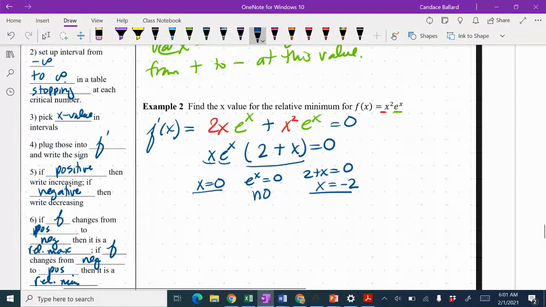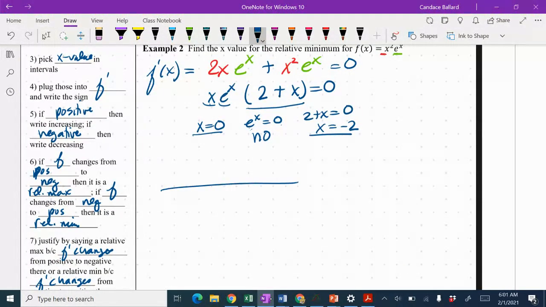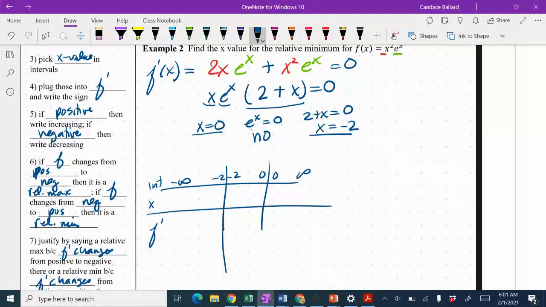So I'm going to use these in my sign chart. I guess I'll stick my sign chart down below here. So my intervals go from -infinity to -2, -2 to 0, and 0 to infinity. I'm going to pick some x values, substitute them into my derivative, and look at what's going on with my original. So between -infinity and -2, I'm going to choose -10. Between -2 and 0, I'm going to pick -1, and between 0 and infinity, I'm going to pick 1.